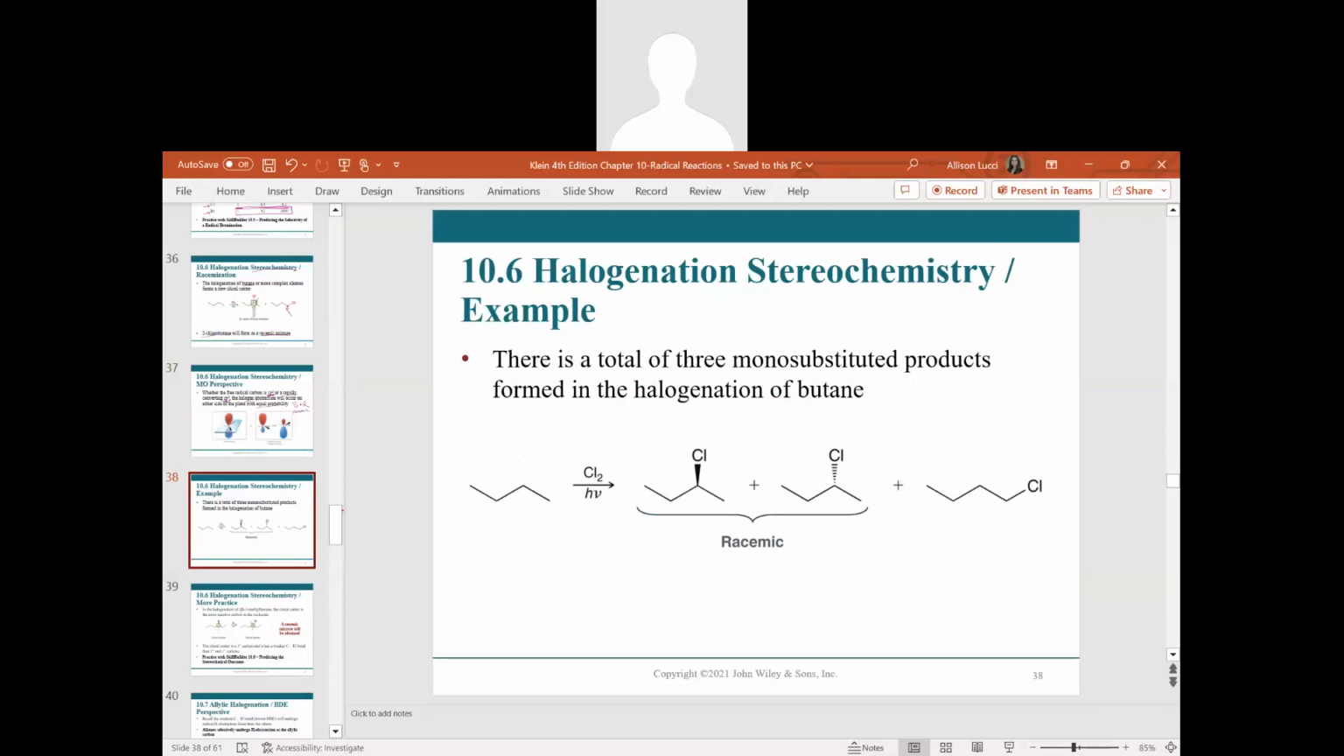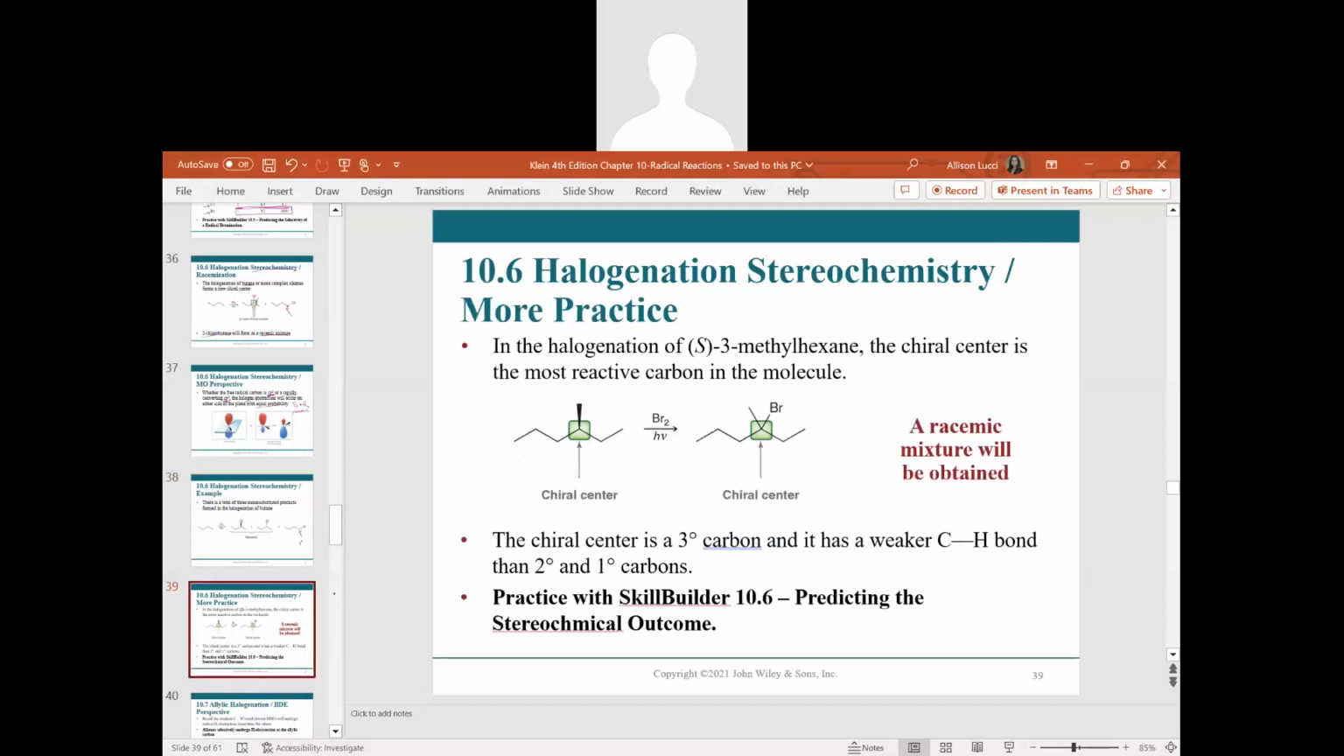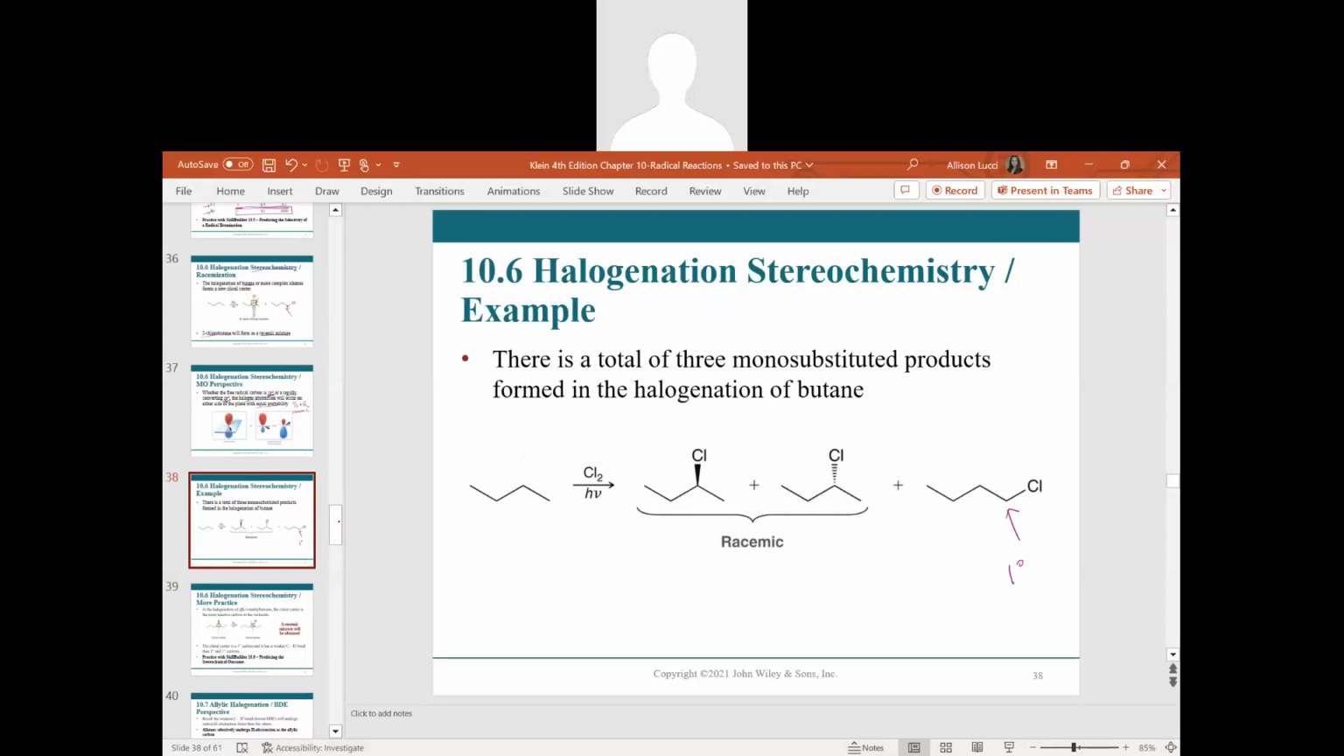So say we have chlorination, halogenation of butane here, specifically chlorination. What could happen is we get the primary site chlorination here and a single product that's returned, and then we get a racemic mixture, both R and S in equal quantities of these two configurations, these two stereoisomers. So in this example here, there were no chiral centers, so none to start with.